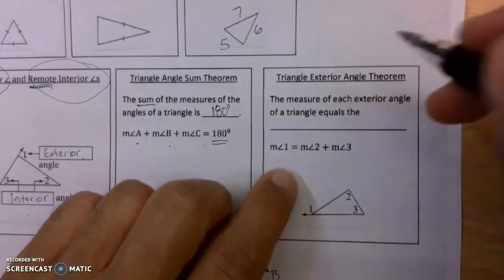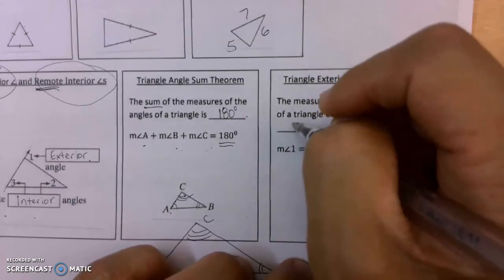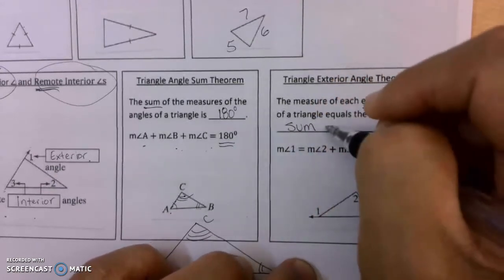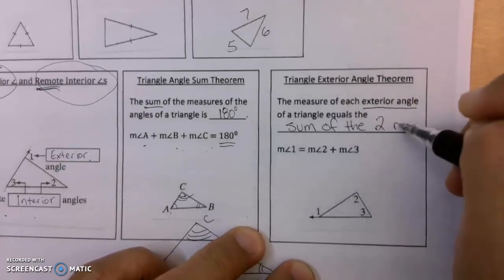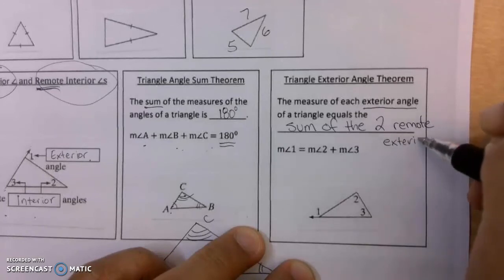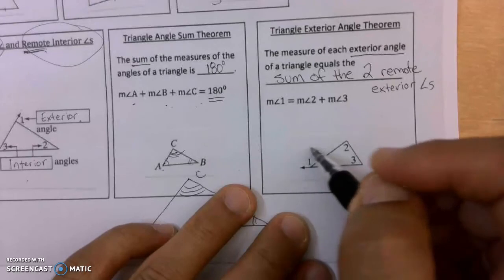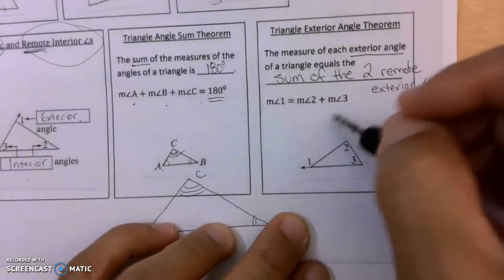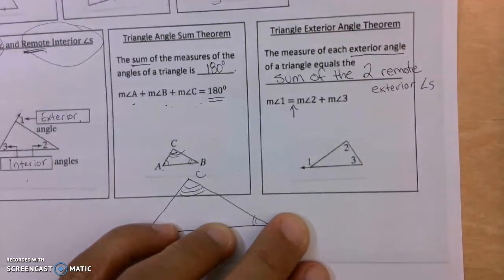The measure of each exterior angle of a triangle equals the sum, add, of the two remote interior angles. So in this picture, angle 1 on the outside, which is an exterior angle, is equal to 2 plus 3, the remote interior. And that is it.